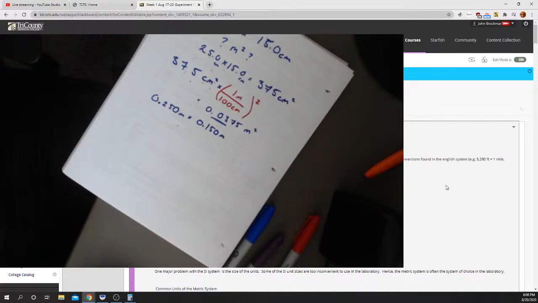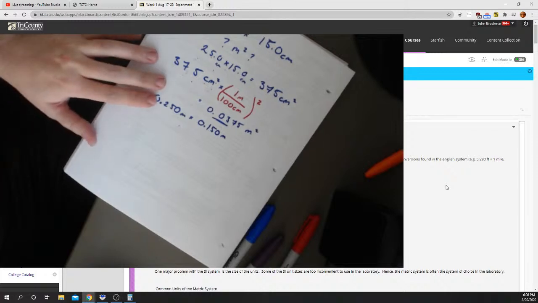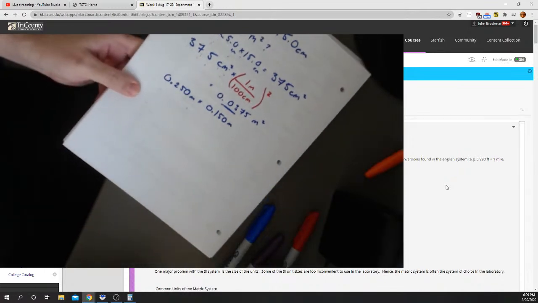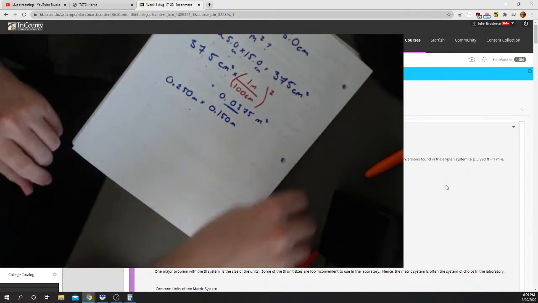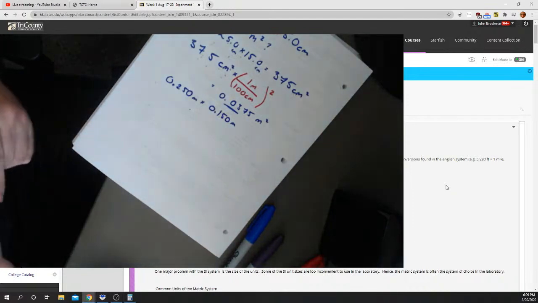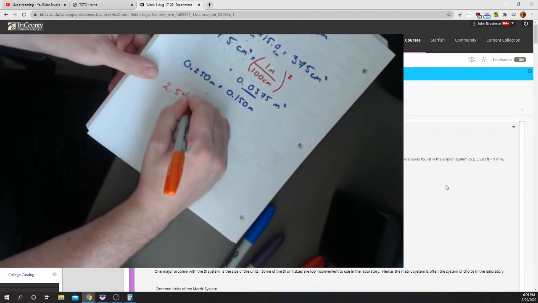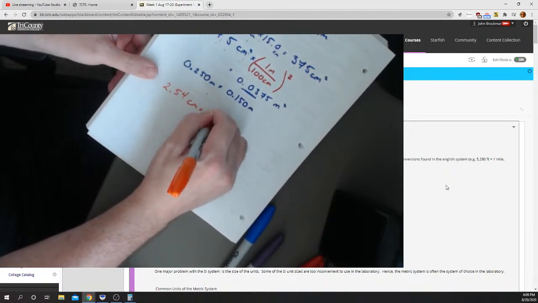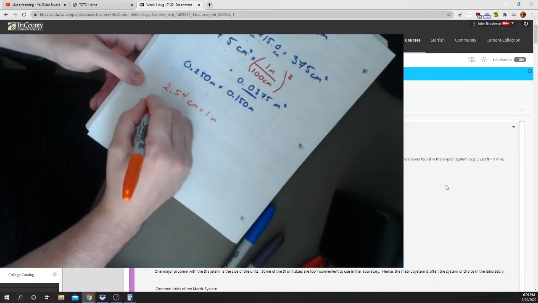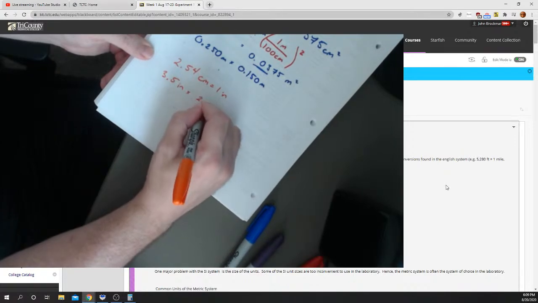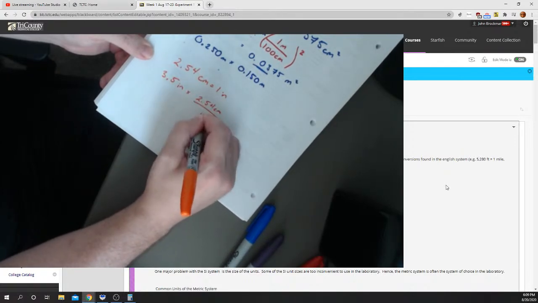There will also possibly at some point be the expectation that you convert between the international system and the imperial system. That's just a regular sort of conversion. So, for example, there are 2.54 centimeters in 1 inch. So 3.5 inches is how many centimeters? You just multiply by 2.54 centimeters per inch.